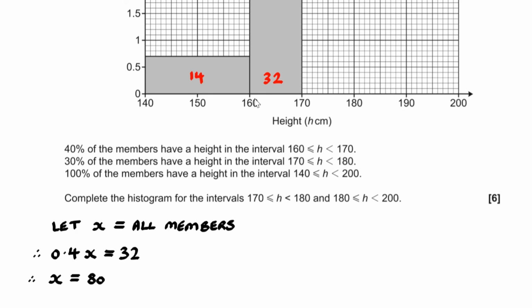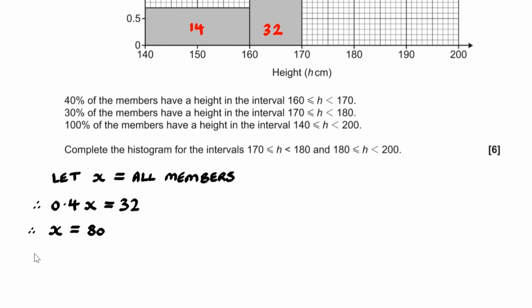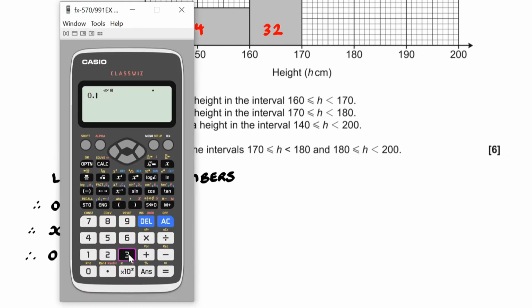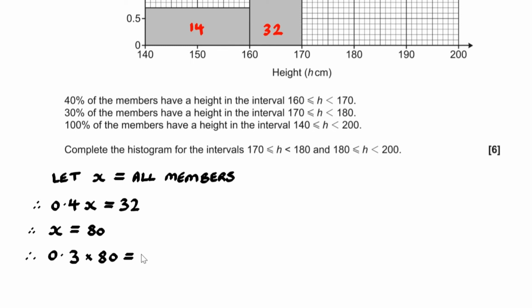Now, we know that 40% is between 160 and 170, 30% is between 170 and 180. So, if we work out 30%, so that's 0.3, of all the members, then working this out, 0.3 times 80 is 24. Which means that there are 24 people in between 170 and 180.